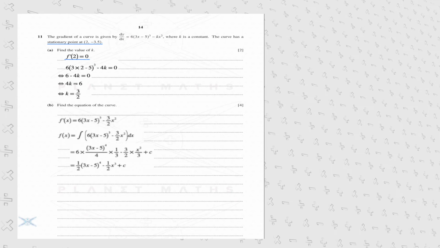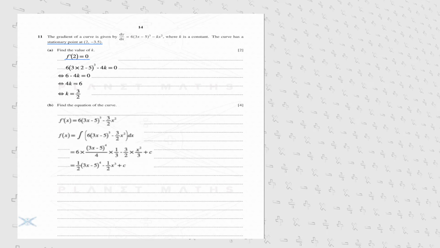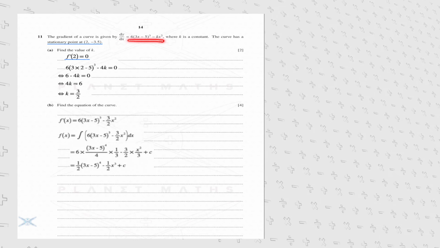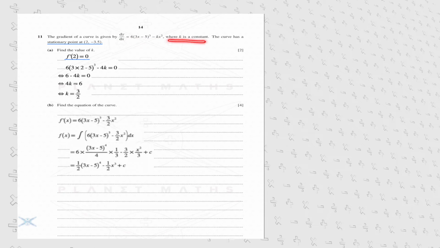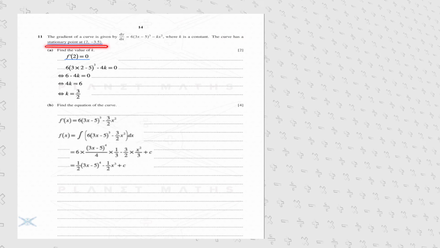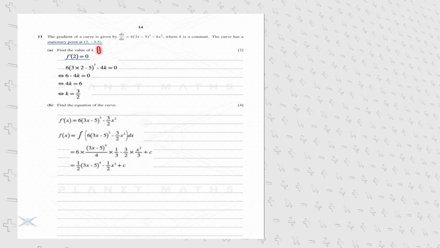This leads us on to exercise 11 of this exam paper, where the gradient of a curve is given by the first derivative of its function, which is expressed by 6 multiplied by (3x minus 5) cubed minus kx squared, where k is a constant. Additionally, the curve has a stationary point at the coordinates (2, -3.5). In part A we are supposed to find the value of k.